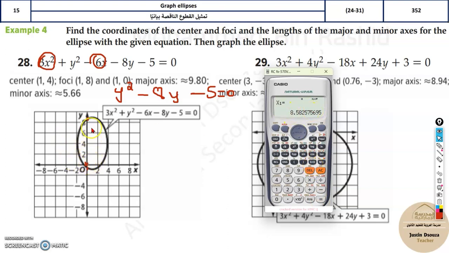Let's see, at 0, x is 0. Yes, it is at 8.5. Yes, 8.58. And what about the next one? Minus 0.58. Yes, this is about, see, this is 2 units. So half is 1 and less than that is about negative 0.6. So yes, this is correct.